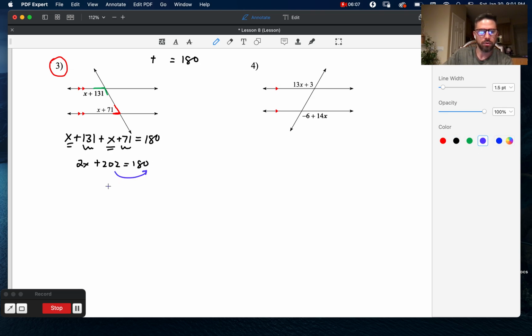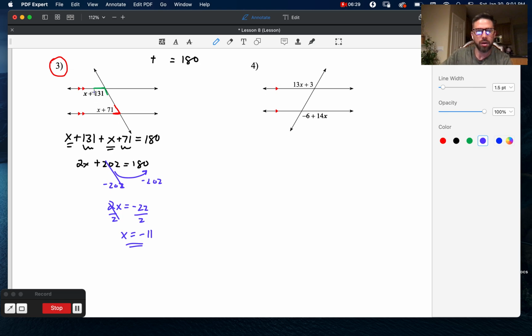Okay, let's subtract this 202 from both sides. And I think we have 2x equals negative 22. Divide by 2, divide by 2. x equals negative 11. Okay, we didn't get any decimals, so that's good.